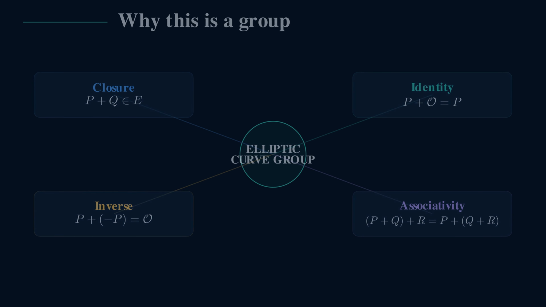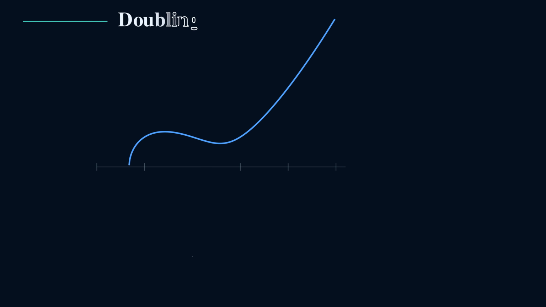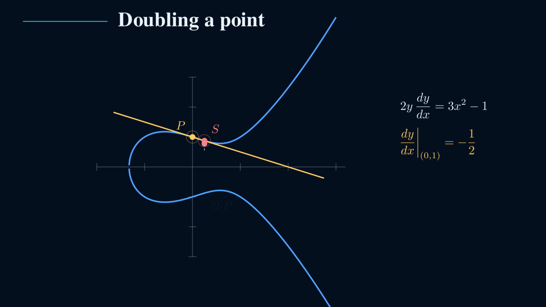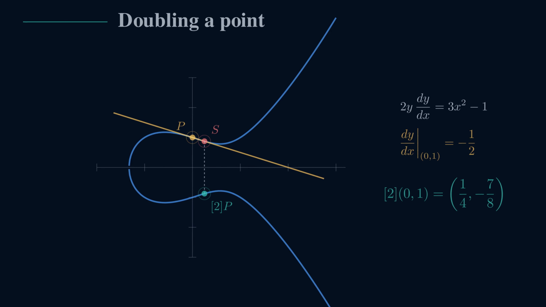To add a point to itself, replace the secant by the tangent line. The tangent touches the curve at P, meets it again at S, and after reflection gives 2P. In this example, the tangent slope comes directly from implicit differentiation. The doubled point is (1/4, -7/8). Even this simple geometric rule quickly produces non-trivial arithmetic.